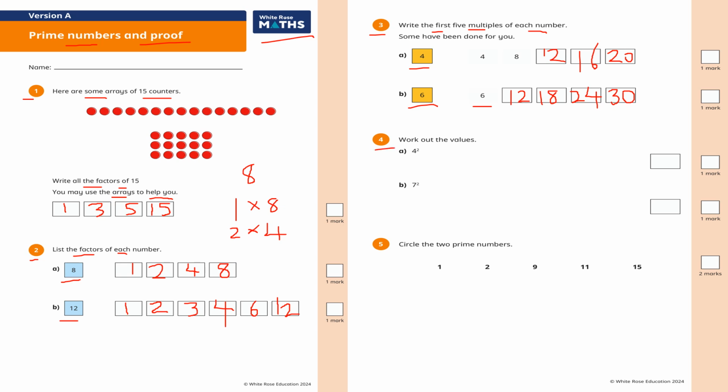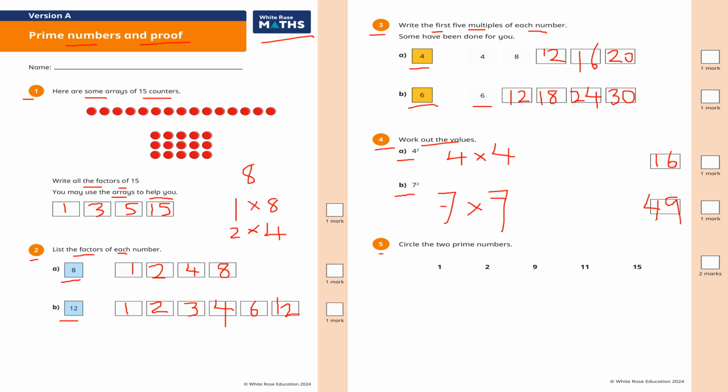Question number 4, work out the values of part A, 4 squared. 4 squared means 4 times 4. So 4 times 4, guys, will be 16. 16 is what I call a square number, and we'll come on to see square numbers in a later video. Part B, 7 squared, 7 to the power of 2 means 7 times 7, which is 49. Again, 49 is also a square number.